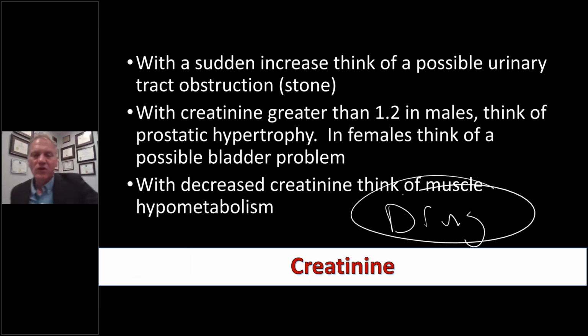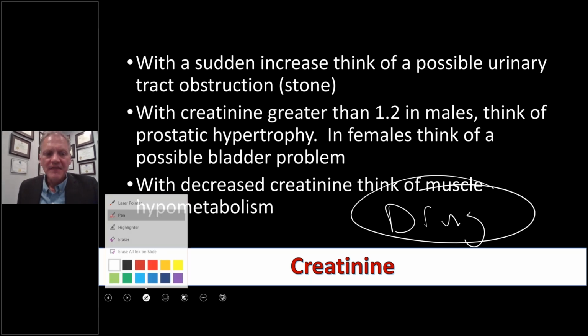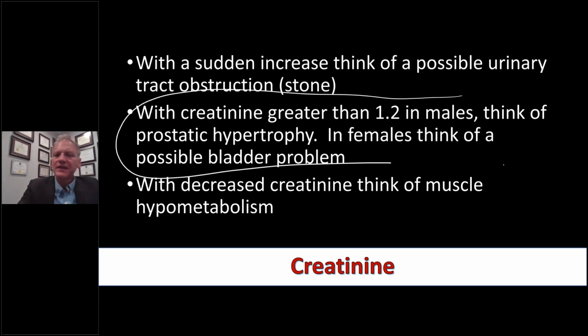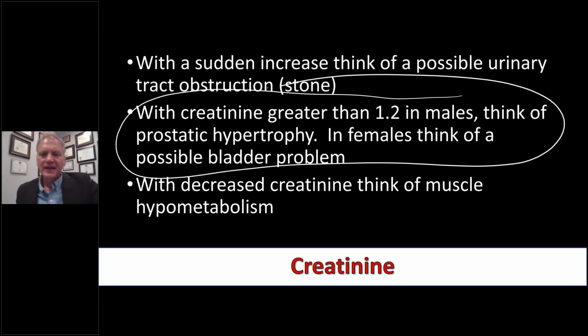Somebody started taking a new drug, or there's an infection of some kind, maybe not a UTI, but it could be a UTI. Anything like that, a quick change in creatinine. The good news is that once you have resolved that issue, a lot of times the creatinine will come back to normal. Okay, so creatinine greater than 1.2 in males, think of prostatic hypertrophy. In females, think of possible bladder problems. Now keep in mind that if creatinine and BUN are both up, you have to consider kidney problems as well.